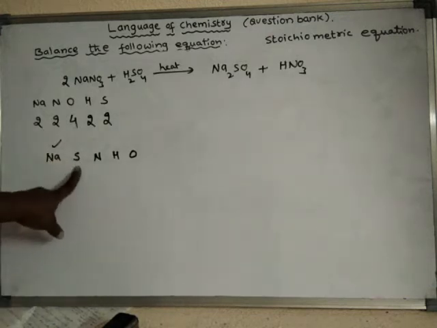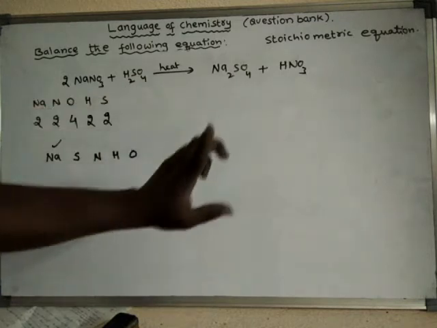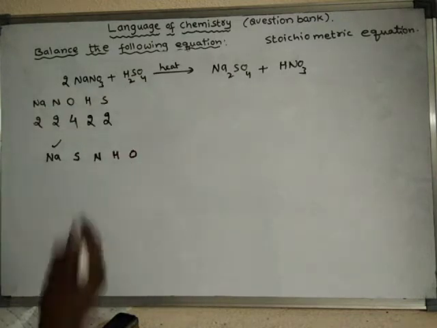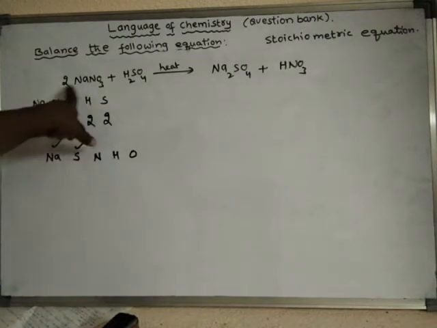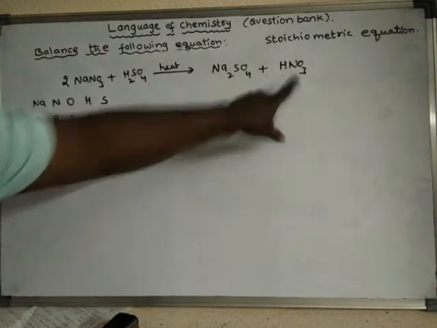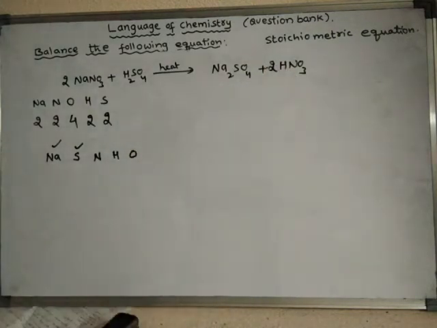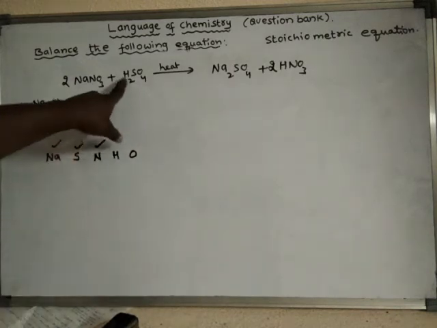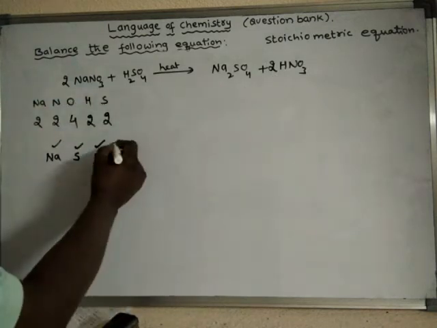Now check for the sulfur. How many sulfurs are there? Only 1 sulfur. Here also 1 sulfur. Hence it is balanced. So now sulfur is also balanced. Now check for the nitrogen. There are 2 nitrogen atoms here and here only 1 nitrogen atom. Hence I will keep 2 here. So now nitrogens are also balanced. Now check hydrogens. How many hydrogens are there? 2 hydrogens. Here also 2 hydrogens. That means hydrogens are also balanced.